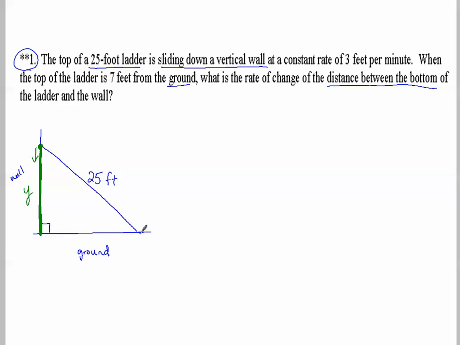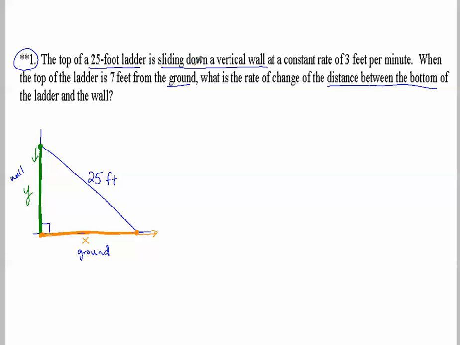Now, is this length changing? Well, if the top of the ladder is sliding down and the ladder is not changing, the bottom of the ladder will have to be sliding away from the wall. If we read closely, what is the rate of change of the distance between the bottom of the ladder and the wall? Yes, this length is changing from here to here. So from here, the wall, to the bottom of the ladder, I'm going to call that x. That is also a changing length.